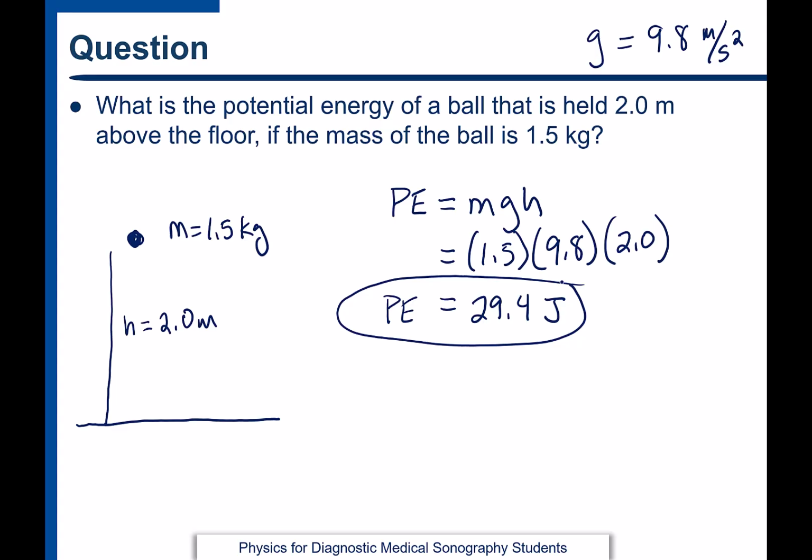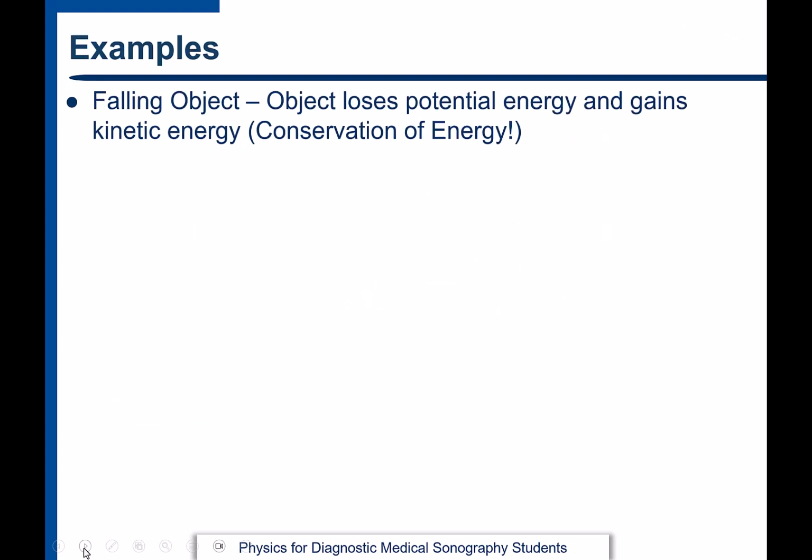So why is this useful? Well, let's look at the case of falling objects. When an object is falling, what's happening is one type of energy is being converted into another. Remember, we know that kinetic energy is the energy of motion. So if we start out and we have our object at a certain height, it's going to start out with all potential energy. But as that object falls, it's going to be losing potential energy and gaining kinetic energy.